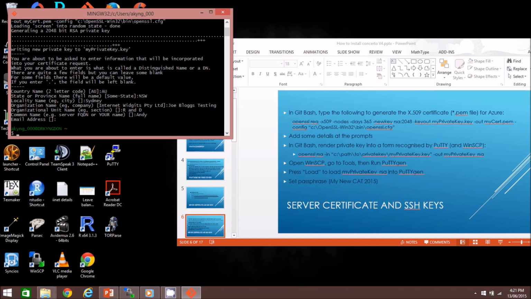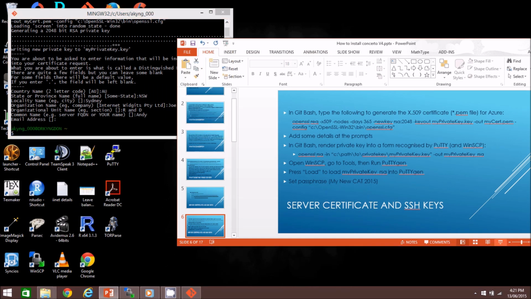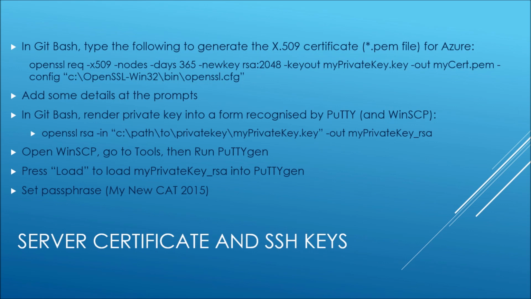The only problem with that, of course, is that it is not a form that is recognized by PuTTY and WinSCP. So what we're going to have to do is type in another command into Git Bash to actually render it into a form which PuTTY and WinSCP will recognize.